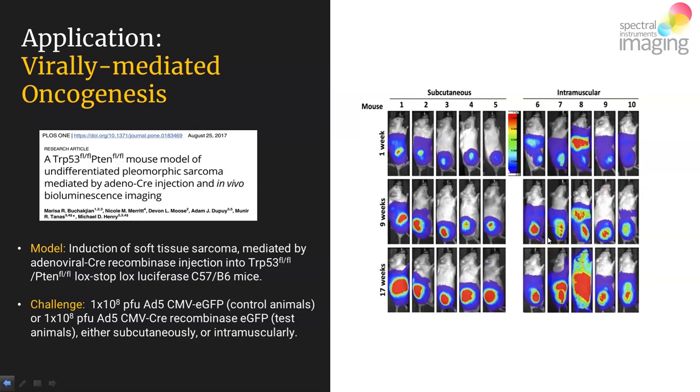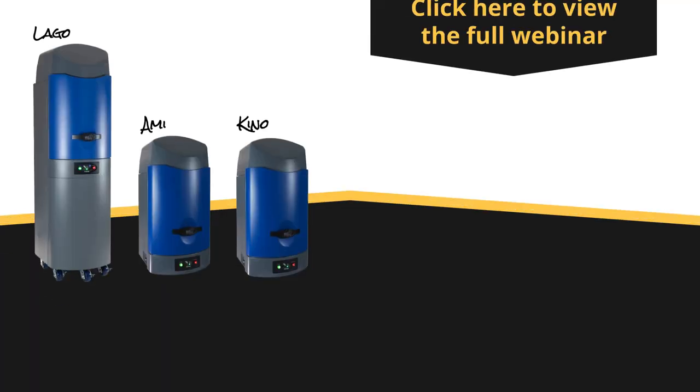So the essential takeaway from this model is that it is readily possible to go ahead and induce cancers of interest in mouse model systems using virally mediated oncogenesis techniques. And furthermore, that this process can be monitored through the use of luciferase as an optical reporter.